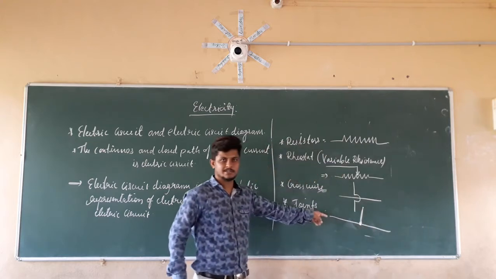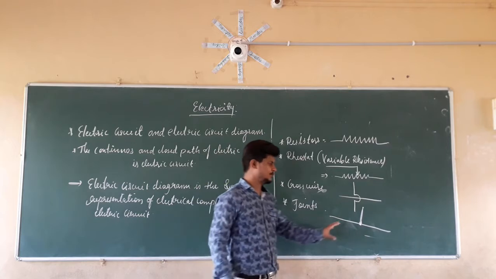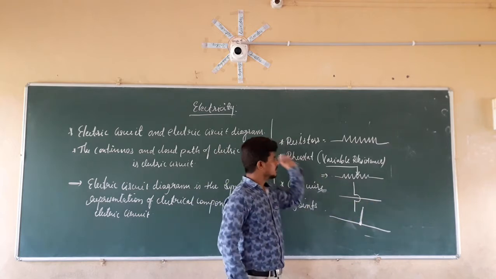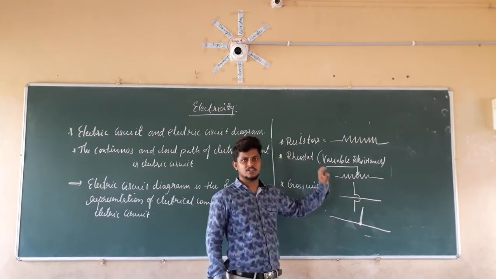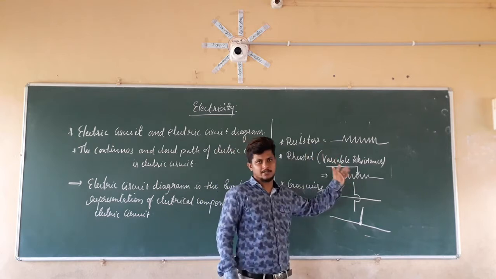So the joint wire looks like this. The representation of the joint wire looks like this. So this is the symbolical representation of the electrical components.